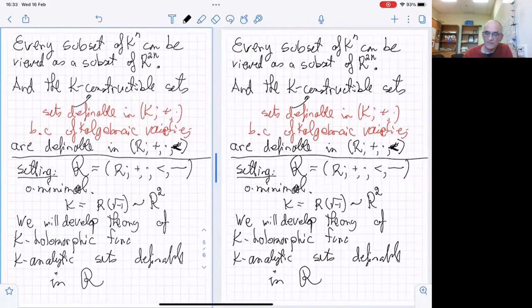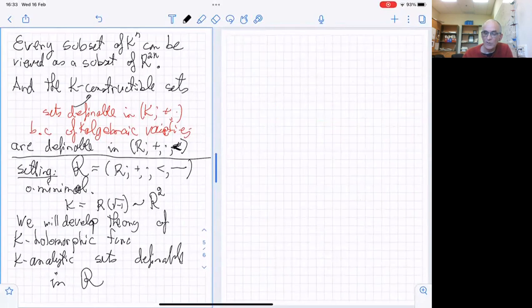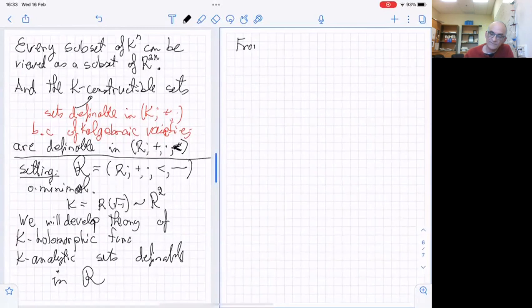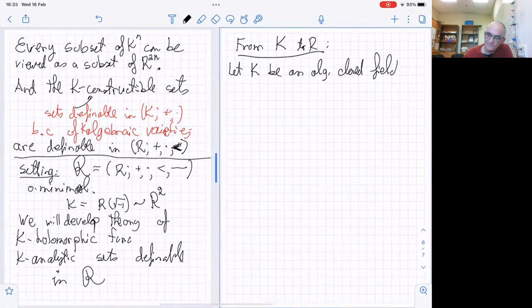So this was from R to K. Now let's say how we go from K to R, whatever it means. Let's start now. Let K be an algebraically closed field of characteristic 0. Okay, there's no R around, just an algebraically closed field of characteristic 0.